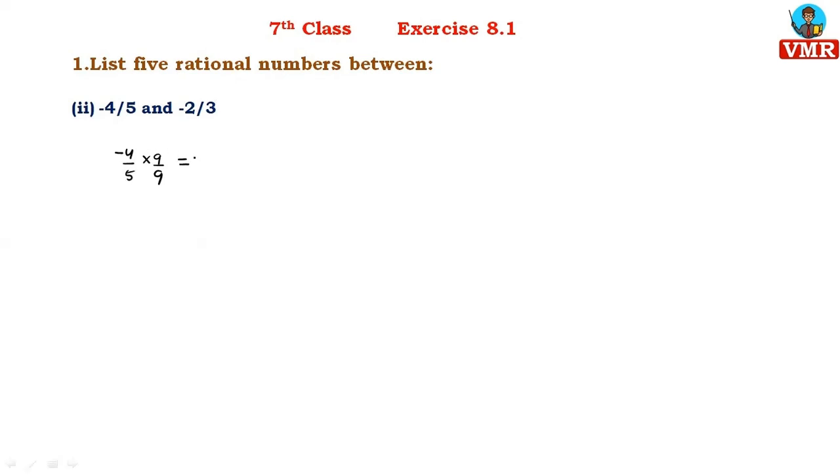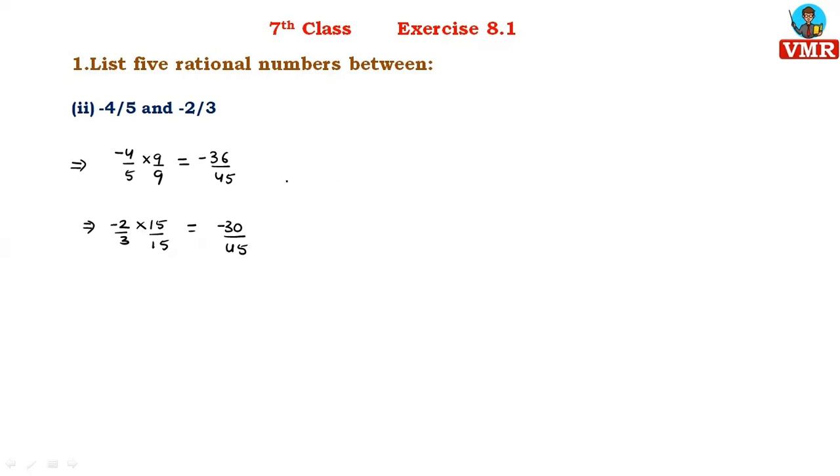So here it will become minus 36 divided by 45. Again, minus 2 by 3 can be written by multiplying and dividing by 15 by 15. 15 twos are 30, so minus 30 divided by 45. Okay, now the denominators became the same.